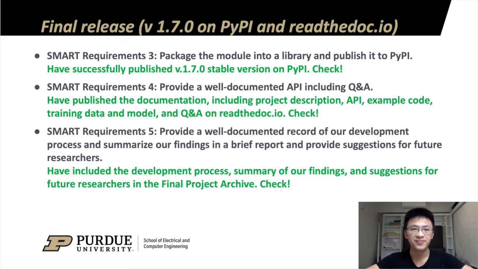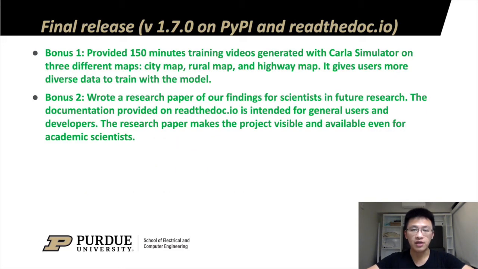Check. For bonus, our team member Christopher has generated 150 minutes of training video using Carla Simulator on 3 different maps: city map, rural map, and highway map. It gives users more diverse data to train their model. Later, Christopher will share his development experience of generating data from the brand new car simulator.